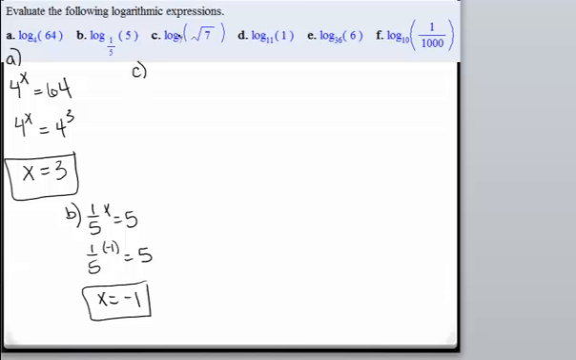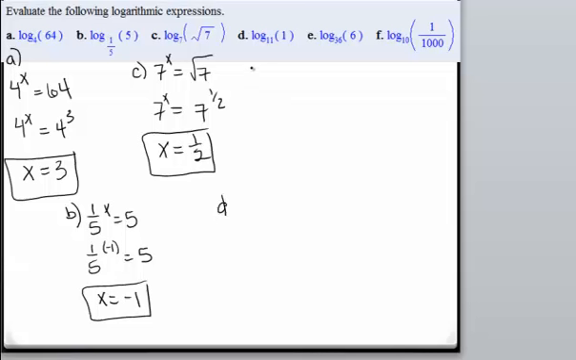How about c? 7 to something is the square root of 7. Well, 7 to something is equal to 7 to the 1/2. Remember, the 1/2 is the same as the square root. That means x is equal to 1/2.